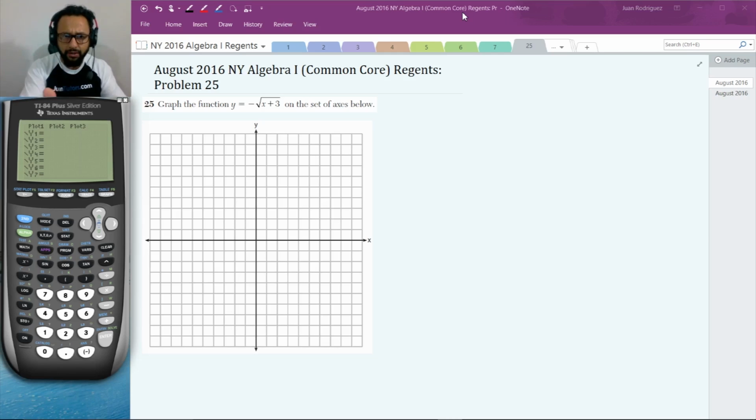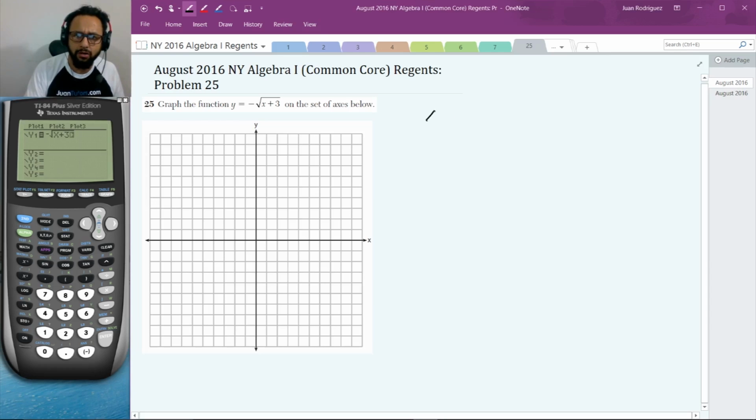For example, you have a calculator with you. This problem can be done completely on the calculator. So I'm going to say y equals, in this case, negative radical x plus 3. You can make guesses as to what this should look like. Even before I graph it, I'm going to try to remember what I know. It does help to know some stuff.